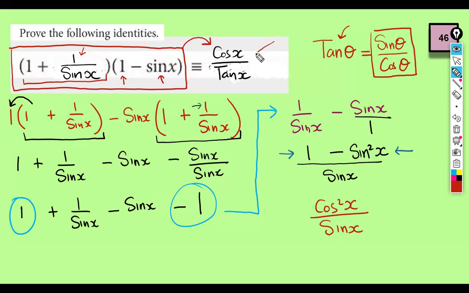Now it doesn't look like this as yet, but look at this. Isn't cos squared x the same thing as cos x multiplied by another cos x? Cos x by cos x is cos squared x divided by what? Sine x. The answer is in front of you.